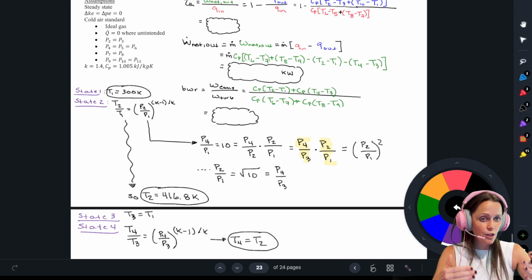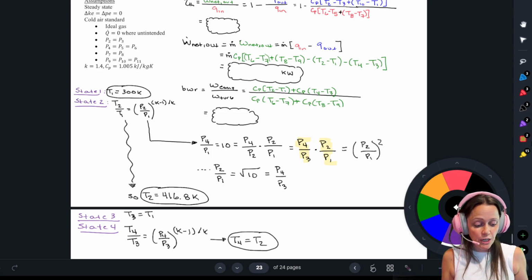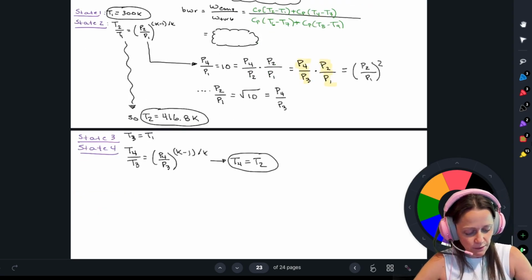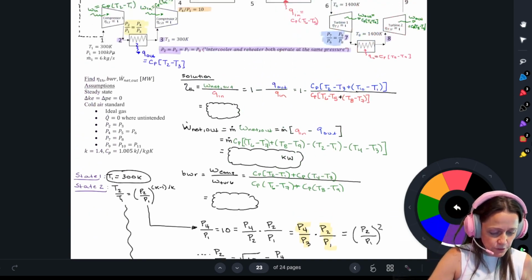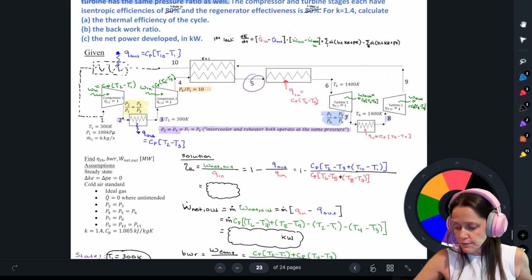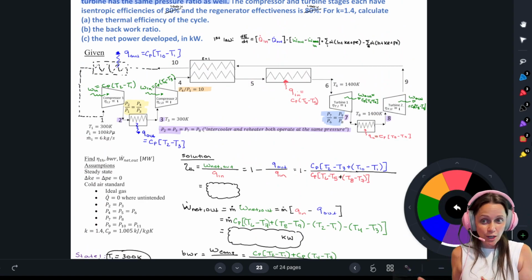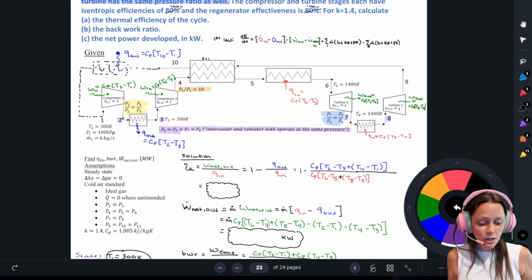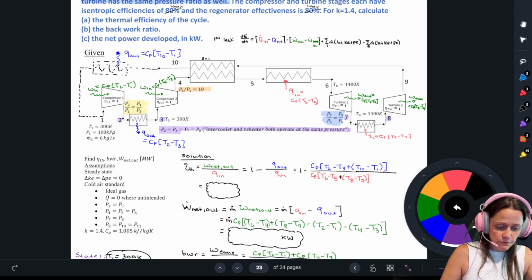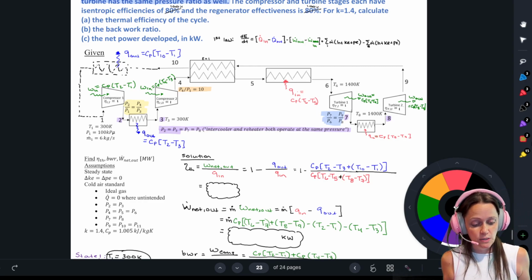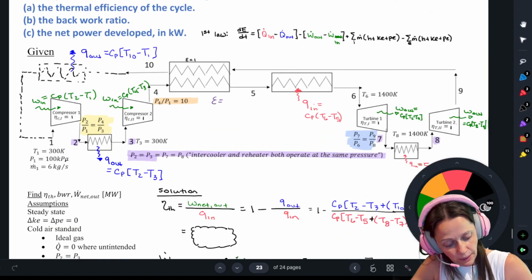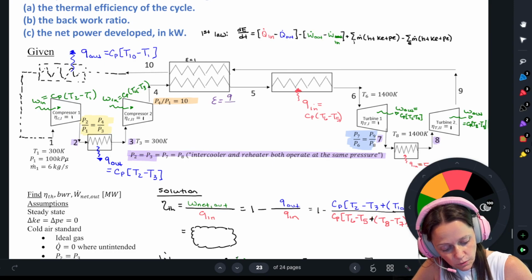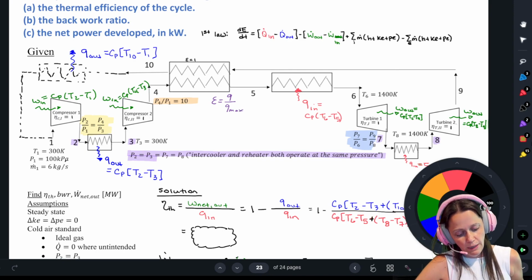So this is all, now it's just sort of downhill because we've done all of this stuff before. Let's do state 5. State 5 is right after that reheater. And for the other problems, when we had a problem with a reheater, that temperature right afterwards, we use the regenerator effectiveness equation. Well, I know the regenerator effectiveness, right? It's Q over Q max, or Q regen over Q max, right?